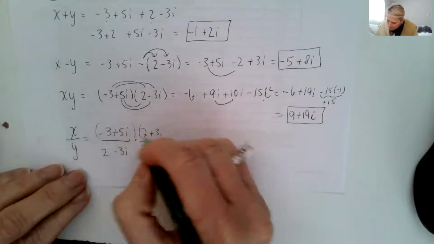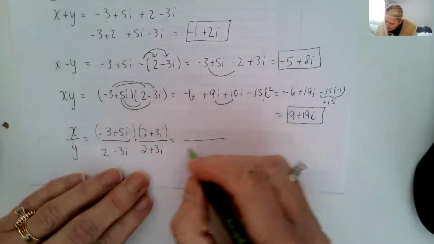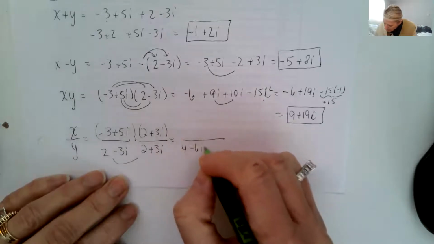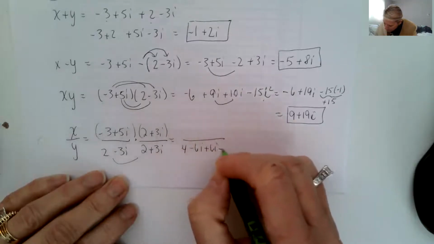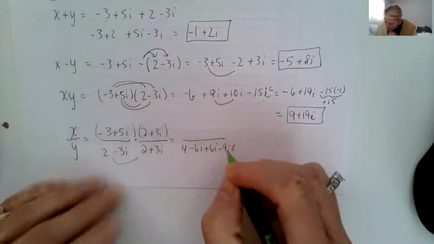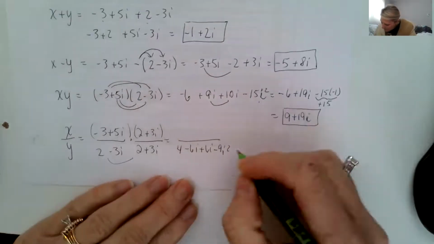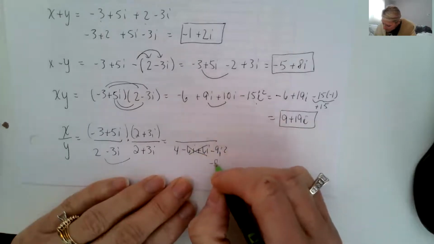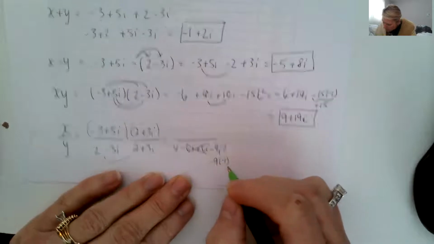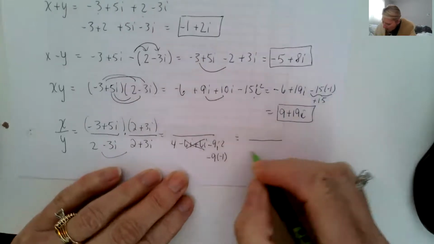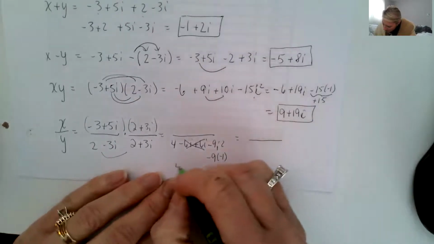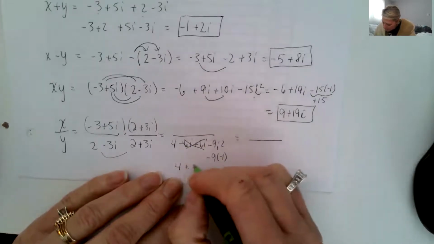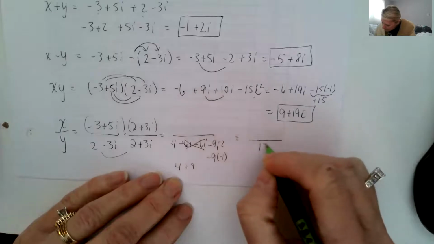So remember, we're multiplying these fractions. So the denominator is 4 minus 6i plus 6i minus 9i squared. Those cancel. And this minus 9i squared is really minus 9 times a -1. So it's really 4 plus 9, so 13 in the denominator.